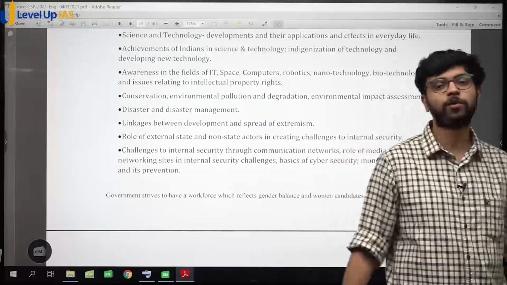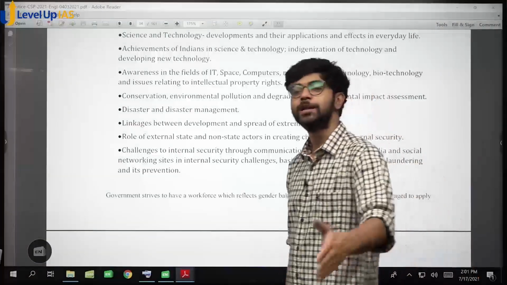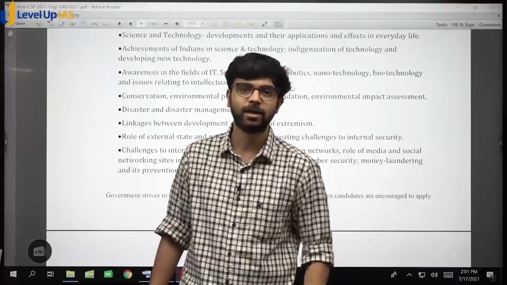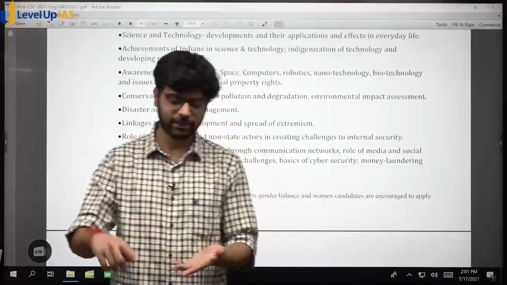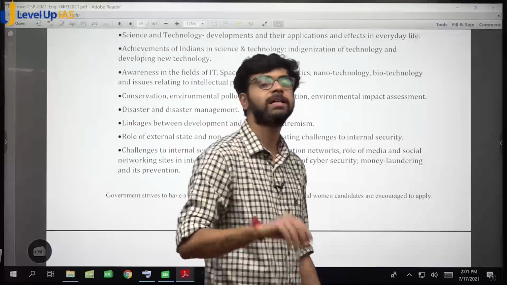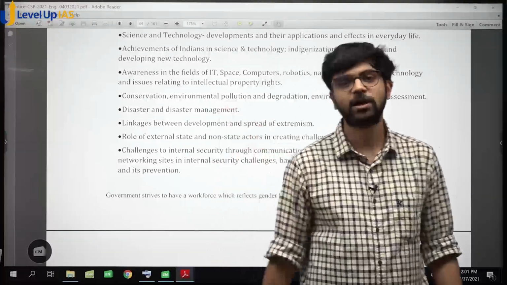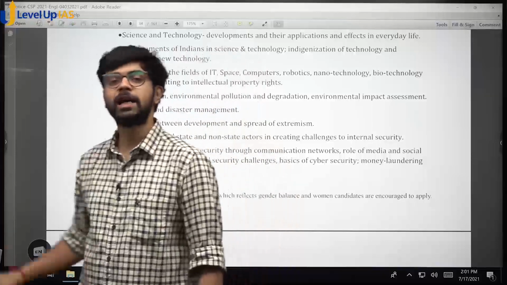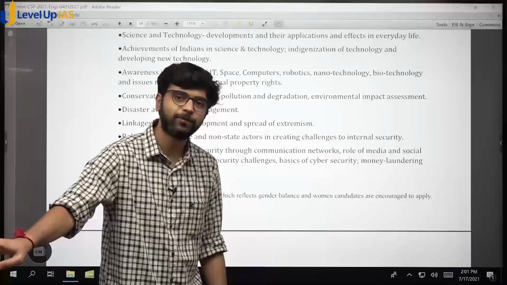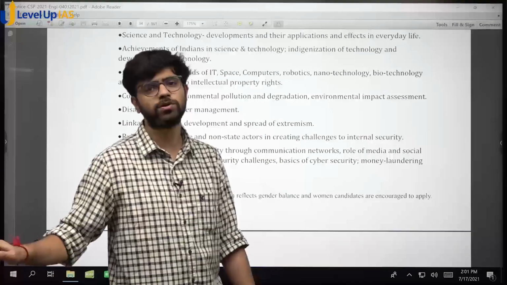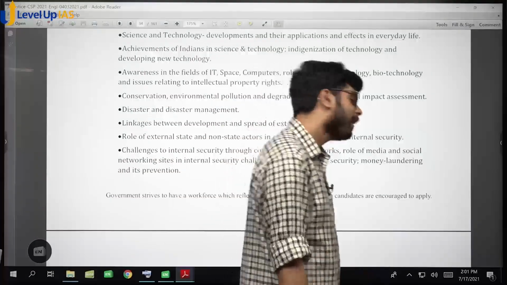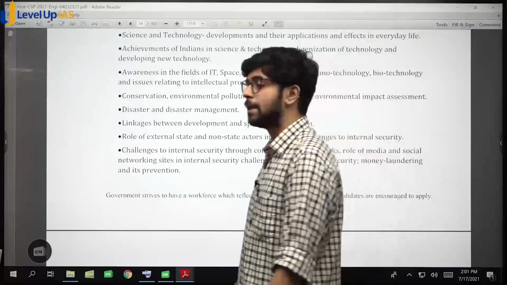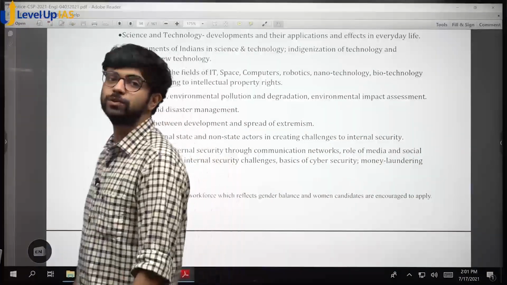First and foremost, a very important point: Indian economy and issues relating to planning, mobilization of resources, growth, development, employment. Yes or no? These were the 5 sub-points of point number one. Second point, what was the second point? Inclusive growth and issues arising from it. We are going to talk about inclusive growth also. Don't think that it is done or that I have left it. No, we will come back to that. Second point is inclusive growth and issues arising from it.